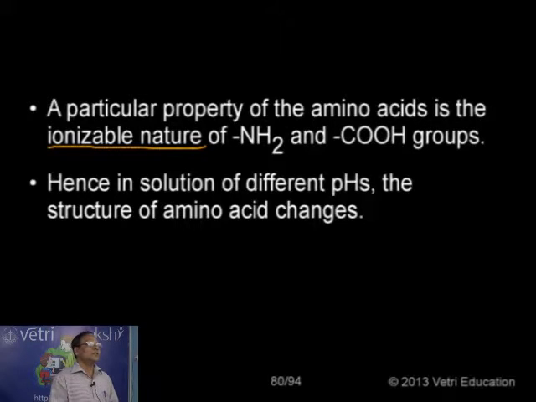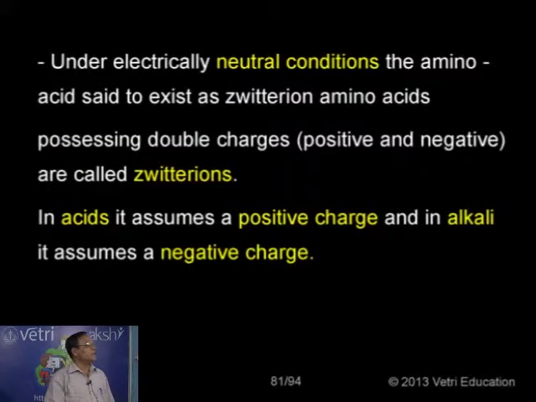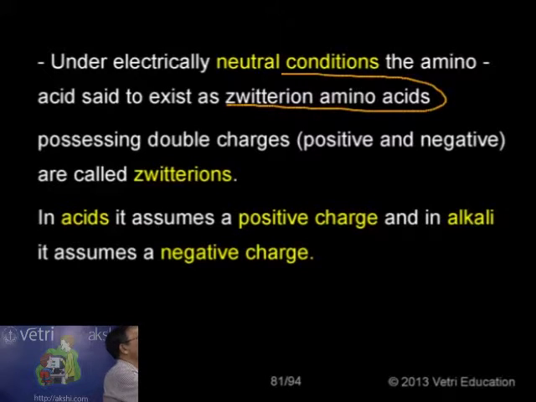Let's see now. In solutions of different pHs, as I mentioned, either acidic, basic, or neutral, normally the structure of the amino acid changes. Let's see in the equations in the skeleton. Under electrically neutral conditions, the amino acid exists as a Zwitter ion. An amino acid possessing dual charges, both positive and negative charges, such a form is called the Zwitter ionic form. Such amino acids are called Zwitter amino acids, and that state is called the Zwitter ion state.